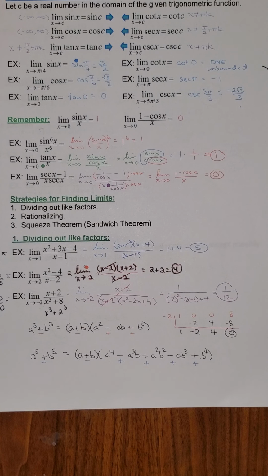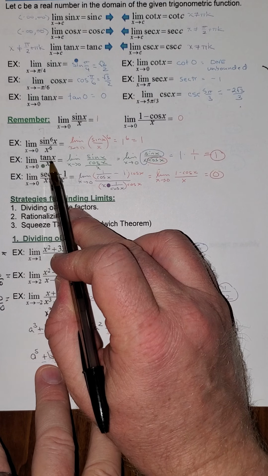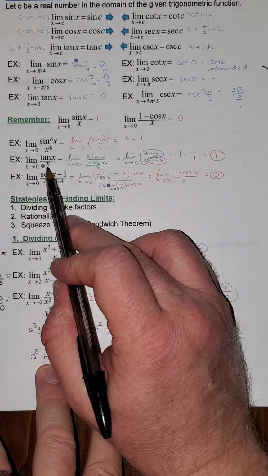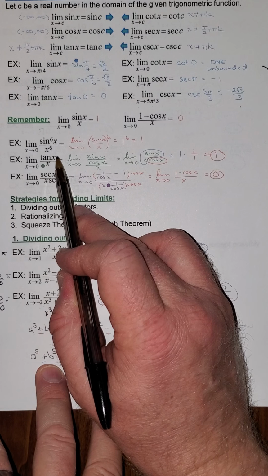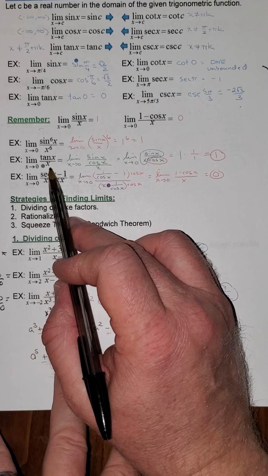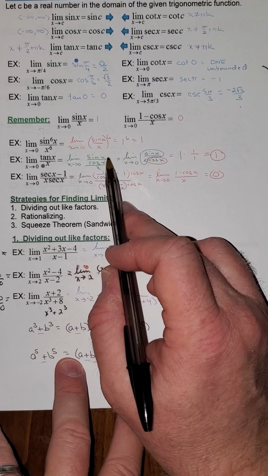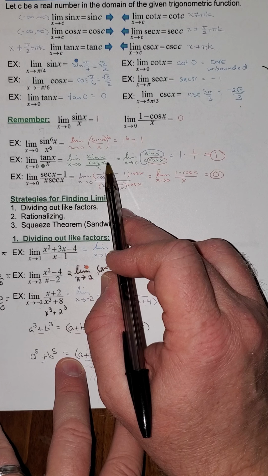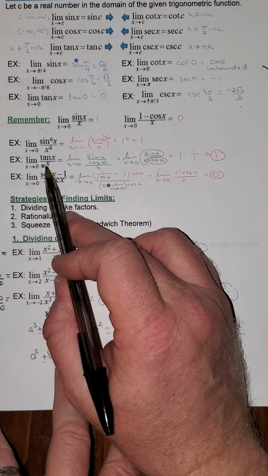Okay. Now, what about tangent of x over x? Well, tangent, if I plug in 0, this would be 0 over 0. Tangent of 0 is 0, and then there's a 0 on the bottom. This is an indeterminate form, so I've got to try something else. Well, what's tangent? Tangent is sine of x over cosine of x. And that's all divided by this x on the bottom.